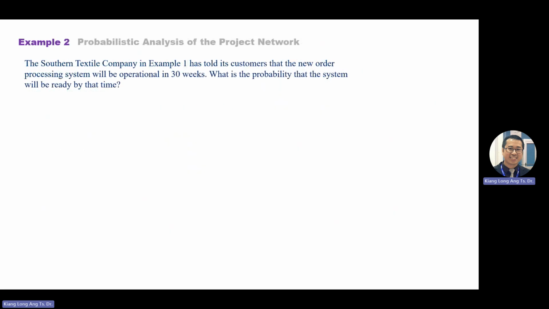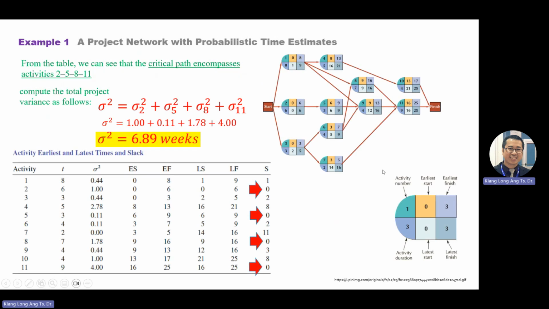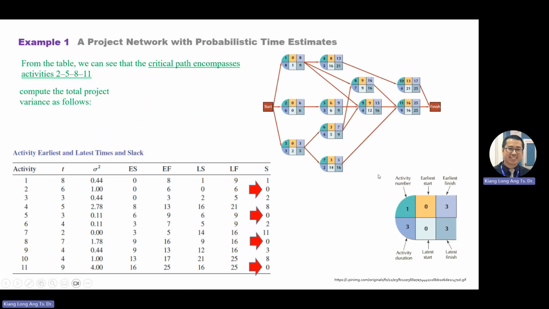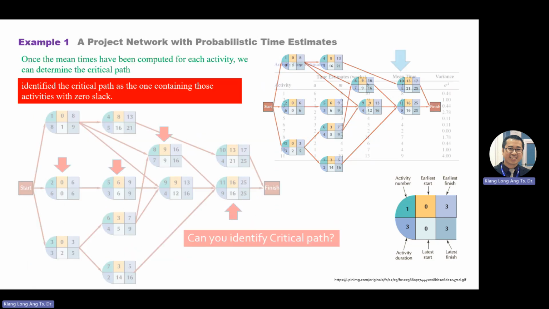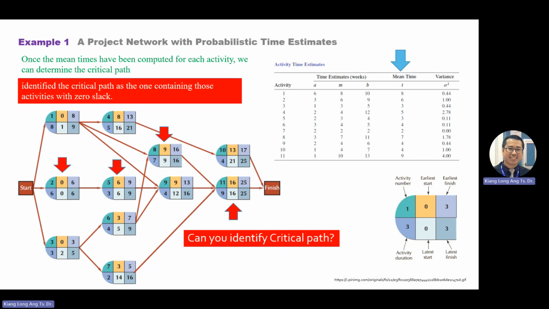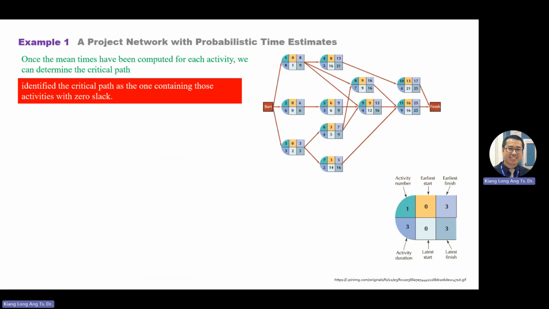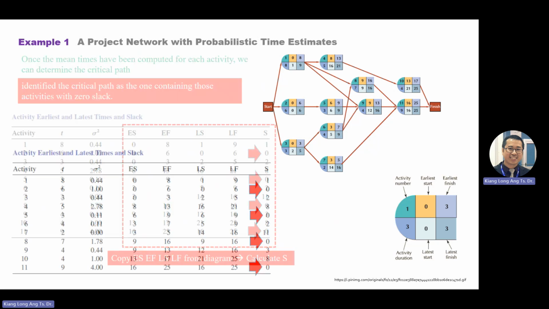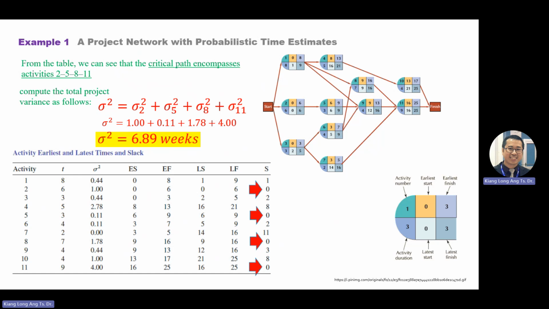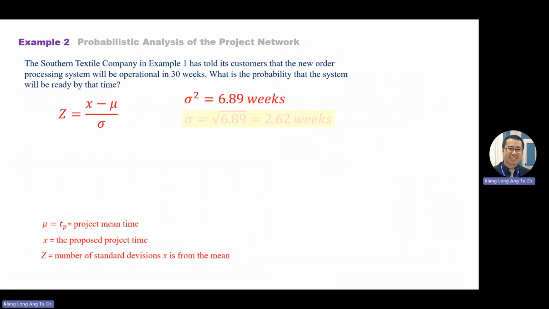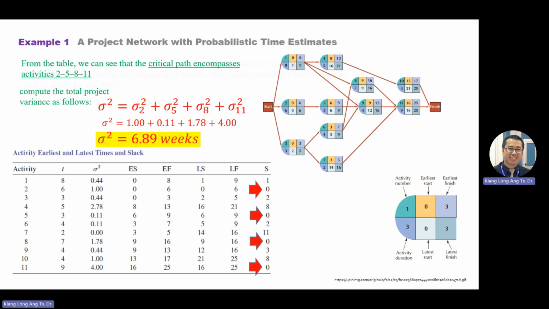So you see, the company in example 1 was told by the customer that the new order processing system will be operational in 30 weeks. What is the probability that the system will be ready at that time? What is the minimum project time? 25 weeks. Now the customer asks you, can you complete in 30 weeks or not? If the customer requirement is more than the number, usually your percentage will be more than 50%. How do you do it? You use this formula.